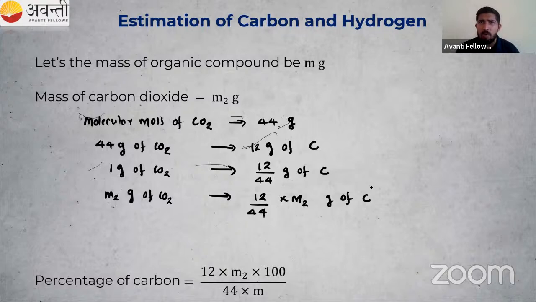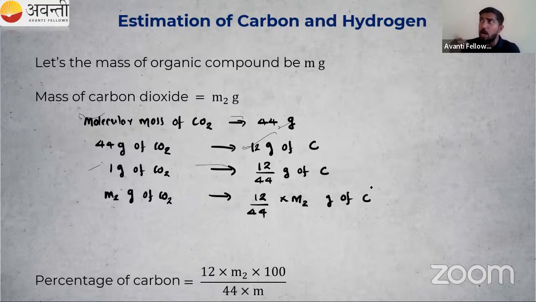Is that clear to you? This one, percentage of carbon. Molecular mass of CO2 is 44. In 44 gram of CO2, 12 gram of carbon. In 1 gram of CO2, 12 divided by 44. In M2 gram of carbon dioxide, 12 divided by 44 into M2. Then percentage of carbon is mass of carbon divided by mass of organic compound into 100. That is how we can find the percentage of carbon. Yes or no? If it is clear, we will do one more example.